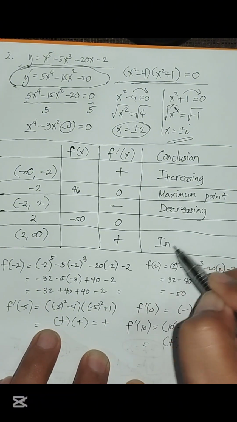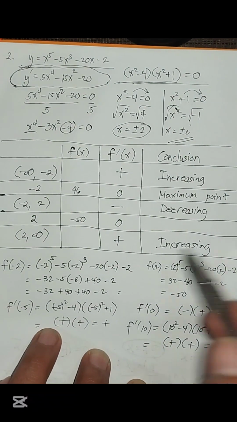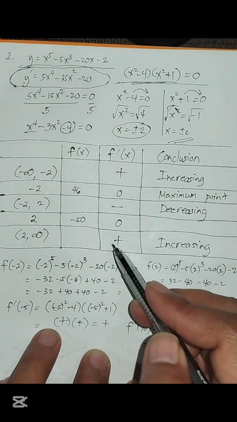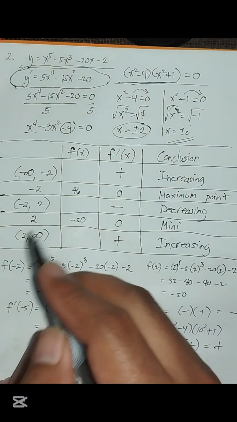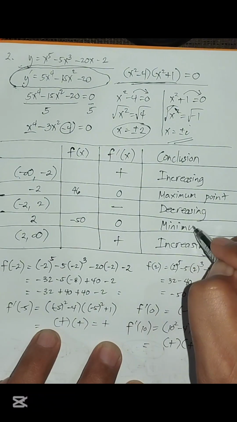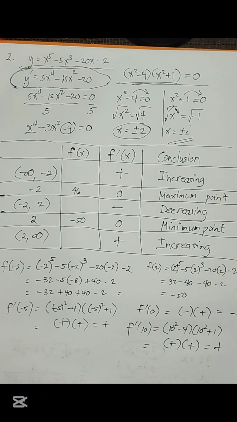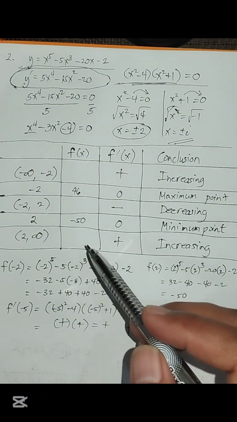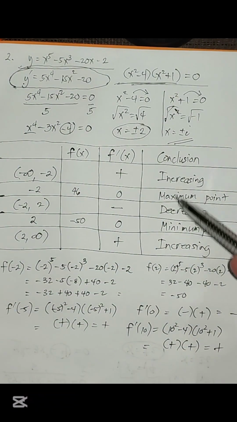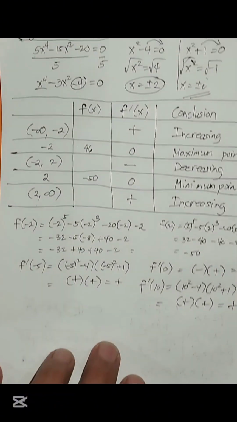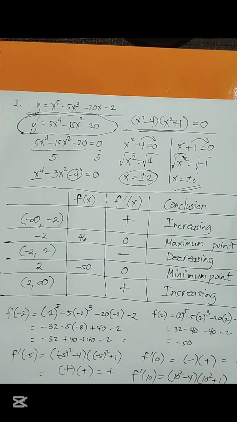Therefore, in the interval 2 to positive infinity, we have increasing. The sign changes from negative to positive, so we have a minimum point. This point (2, -50) is a minimum point. Okay? So we can estimate the graph of this function by plotting these points, and then we know the increasing and decreasing parts of the graph of y equals x to the fifth minus 5x cubed minus 20x minus 2.